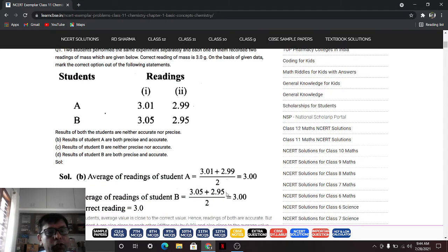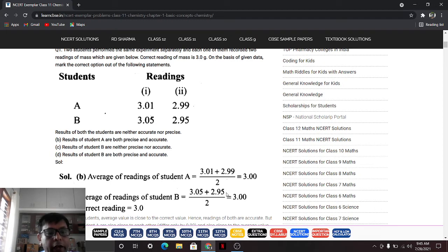Now, results of both students are neither accurate nor precise. Results of student A are both precise and accurate. Results of student B are neither precise nor accurate. Results of student B are both precise and accurate.